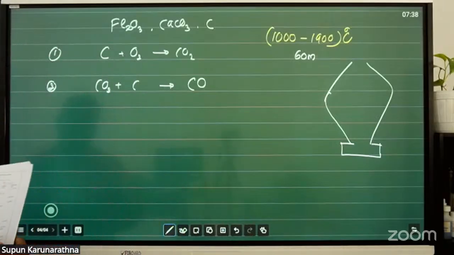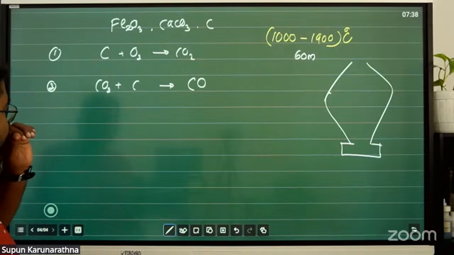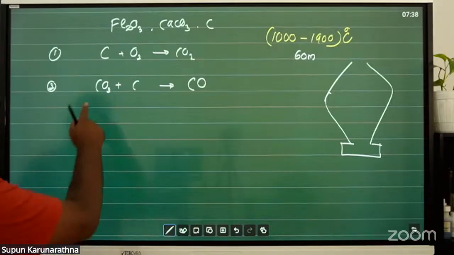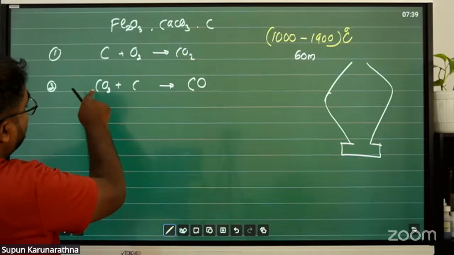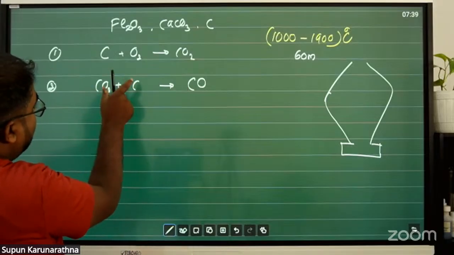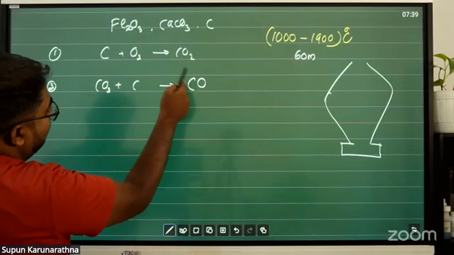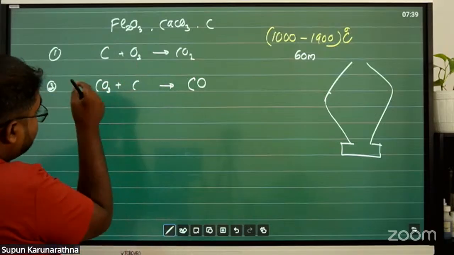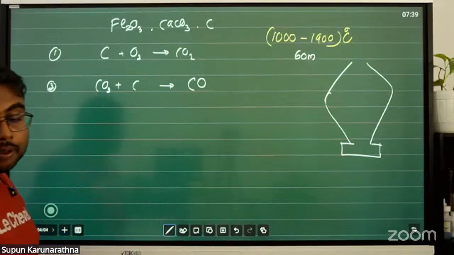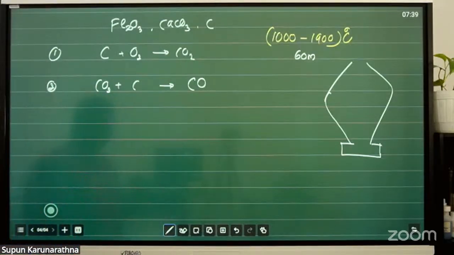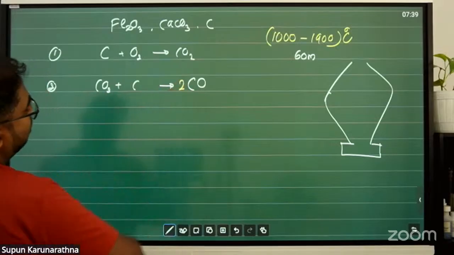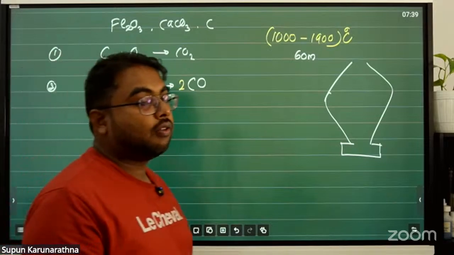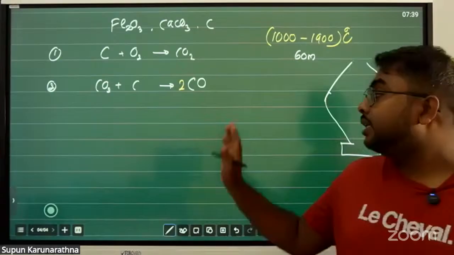So how do we balance that? Count the number of elements on both sides. Two carbon atoms, one from the carbon dioxide and one from the coke. The reactant side has two carbon, the product side has one carbon. The reactant side has two oxygen, the product side has one oxygen. To balance this, it's easy to add 2 as the coefficient of carbon monoxide. So then it's balanced.